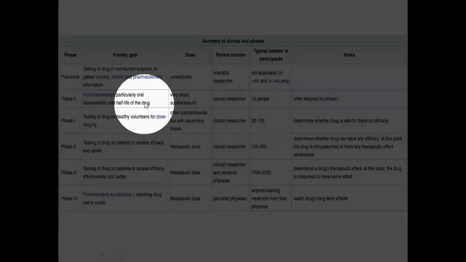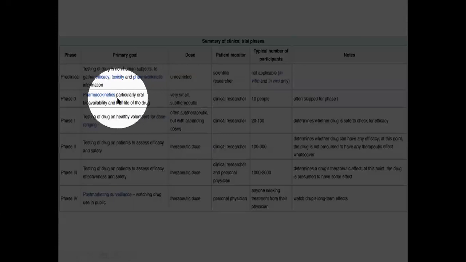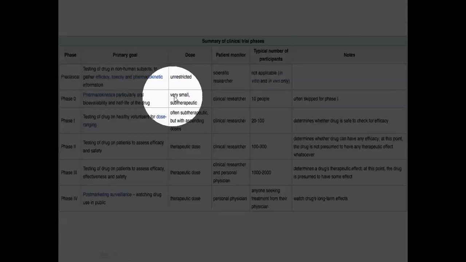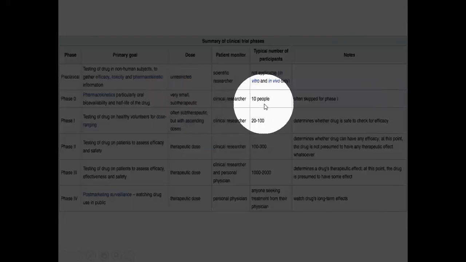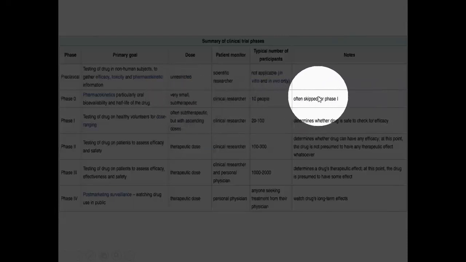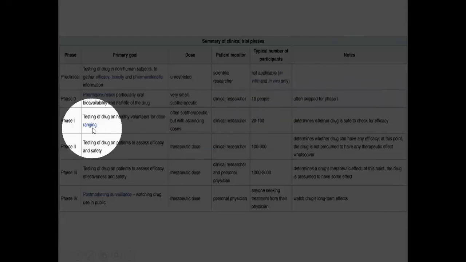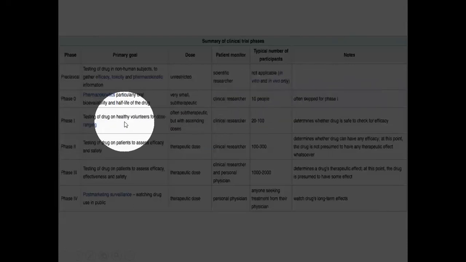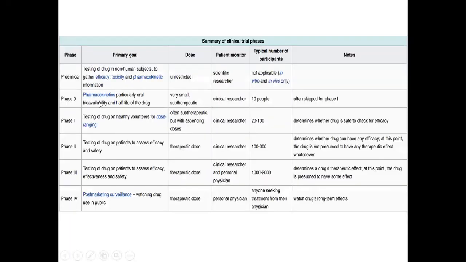So phase 0 is just pilot, pharmacokinetics of an oral drug, often a very small, subtherapeutic amount, in about 10 patients, and it's often skipped in favor of a phase 1 trial. A phase 1 trial, it says here, uses healthy volunteers. But usually with cancer drugs, you cannot give them to healthy volunteers. These are cytotoxic drugs that cause nausea, vomiting, hair loss, and dropping blood counts. You give them to cancer patients who have failed all other therapies.